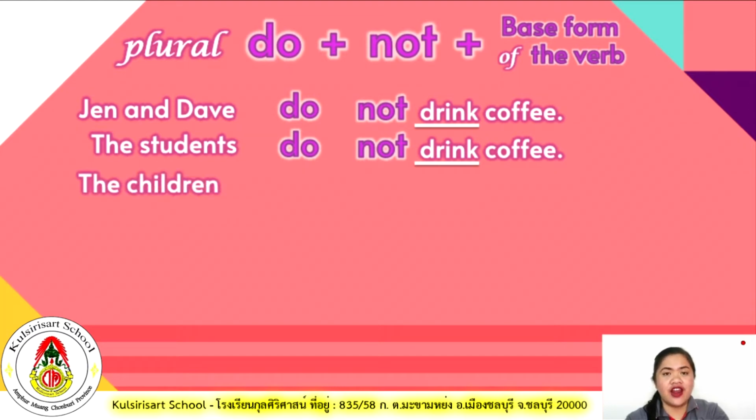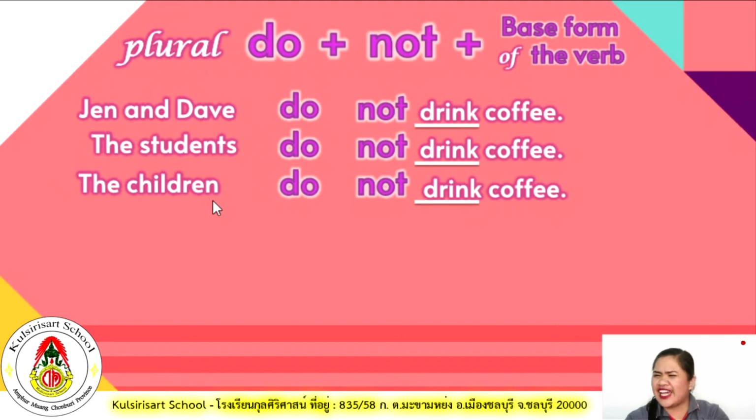Next, we have here the children plus the helping verb do plus the negative word not, and then the base form of the verb, which is the word drink. Class, as you can see, children here doesn't have any S. But remember, the singular form of children is, again, very good, you can still remember, child. And the plural form of child is children. So when we talk about children, it means it can be two or more children.